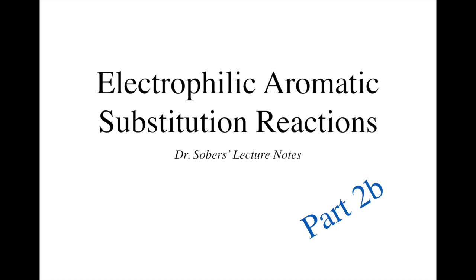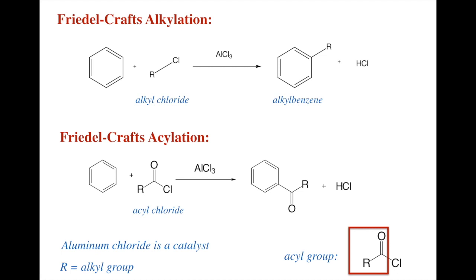Continuing with our talk about specific types of electrophilic aromatic substitution reactions, we'll now take a look at Friedel-Crafts acylation and alkylation. Friedel-Crafts alkylation: we have an alkyl chloride, so this could be chloroethane or isopropyl chloride, and we're attaching the alkyl part to the ring. And we have our Lewis acid catalyst that we saw with halogenation.